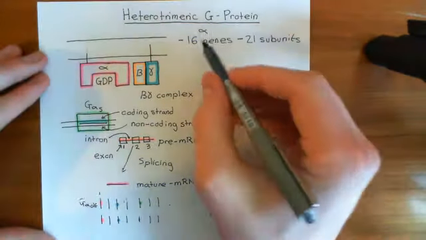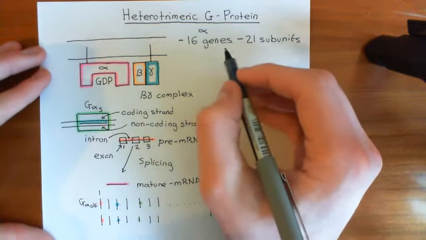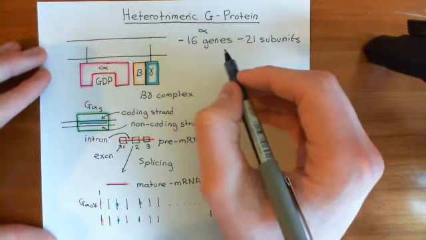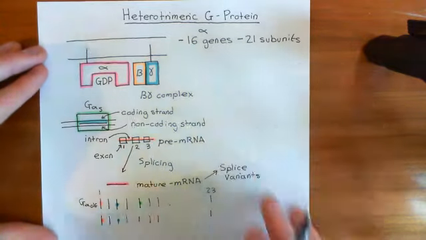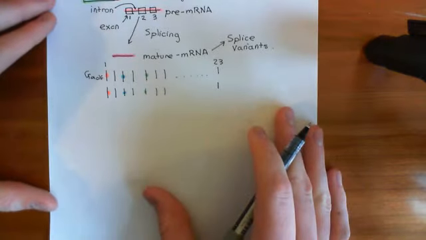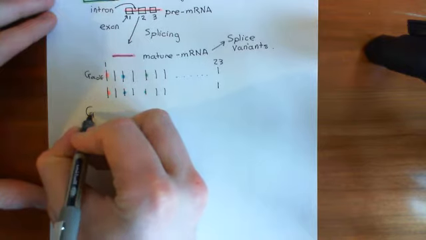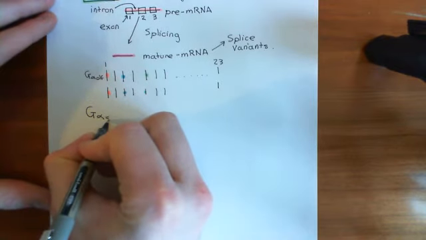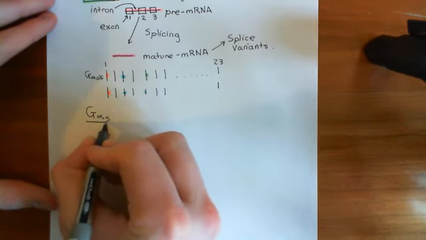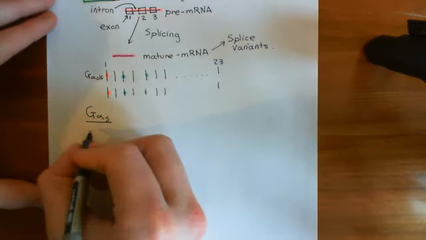Let's now talk about the 16 different genes for alpha subunits. They are classified into 4 major families. I'm not going to have space to put it up there, so I'll have to come down here. Basically, there is the G alpha S family of G alpha subunits, and this contains 2 genes.